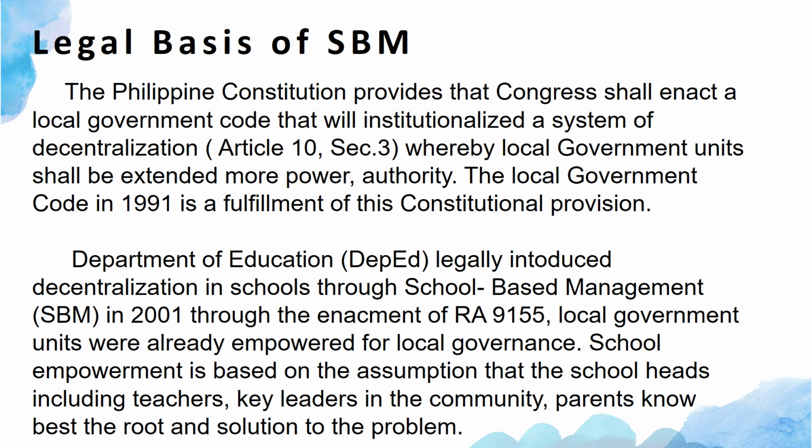School empowerment is based on the assumption that the school heads, including teachers, leaders, and the community, parents, know best the root and the solution of the problem. Parents' participation in school management has been promoted as a strategy for holding schools accountable for education quality and outcomes.